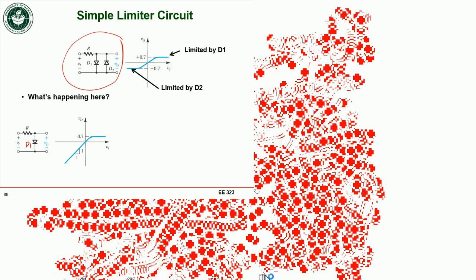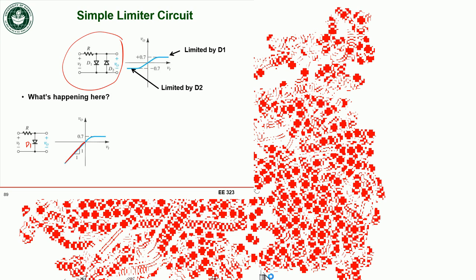Okay, so if my input voltage is negative, what's the bias state of this diode? It's reverse biased, so that means I have no current flowing through the diode. There's no current through this resistor, no voltage dropped across that resistor. So my input voltage and output voltage are going to be equal to each other if this diode is reverse biased. And that's what you see here in this part of the curve. The input and output voltage are equal to each other.